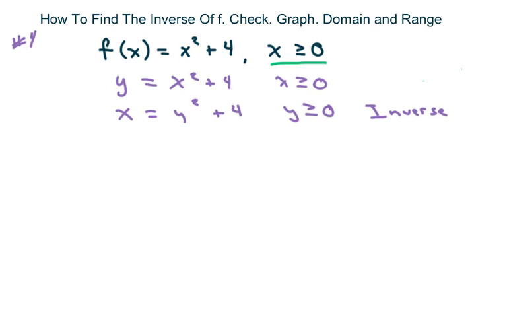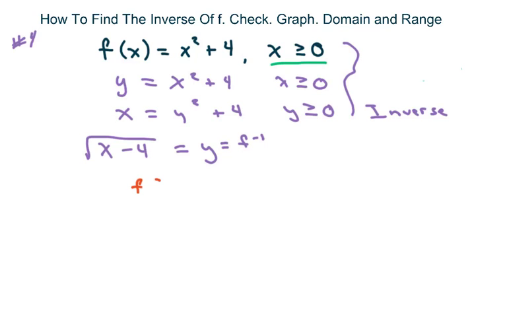Alright, and then solve for y. So we get x minus 4. You take the square root. We don't have to do the plus and minus because of our restrictions here. So that equals y. Now, that's your f inverse.